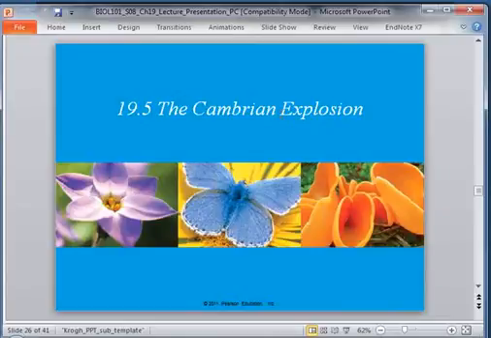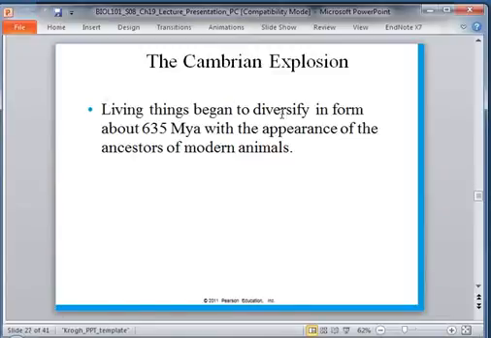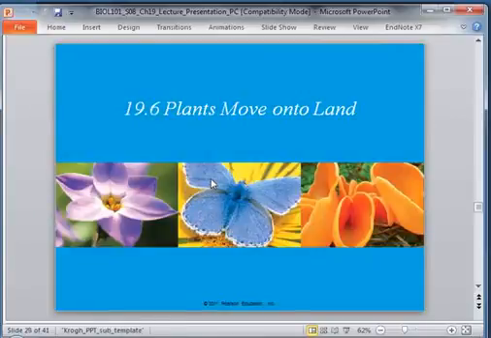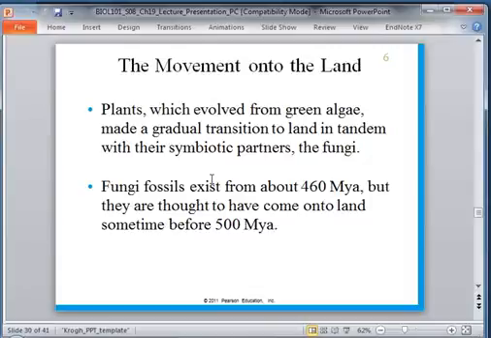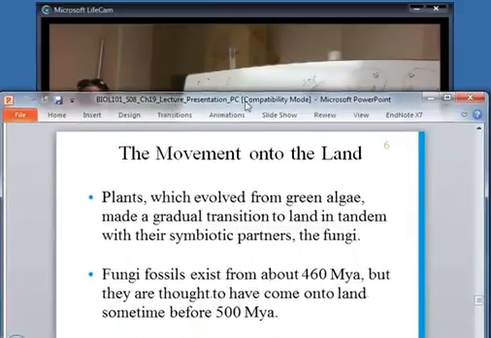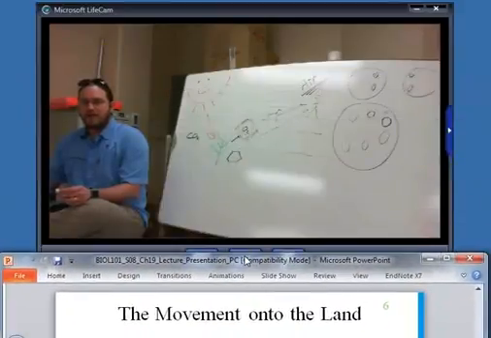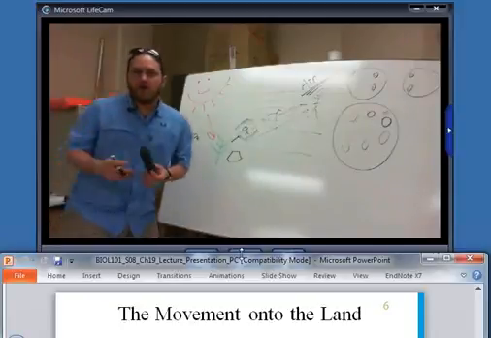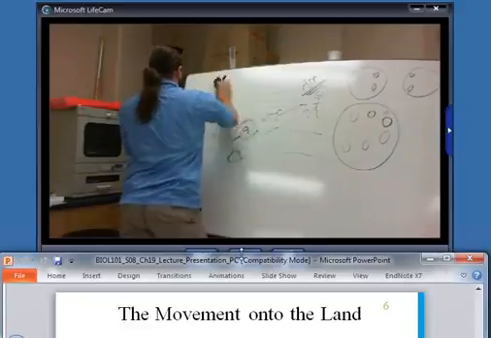Moving on to the Cambrian Explosion. Living things began to diversify a lot around 635 million years ago, and that's where we get the appearance of the ancestors of modern animals. And so now we're just working our way up in this chart. And all life started in water. And this is important, because what this meant is we had the world, and it was only full of organisms at this point in the water.